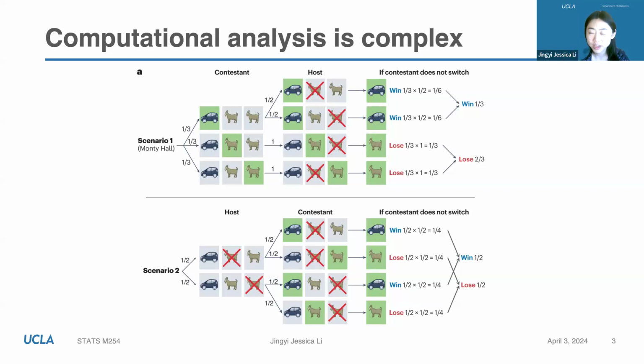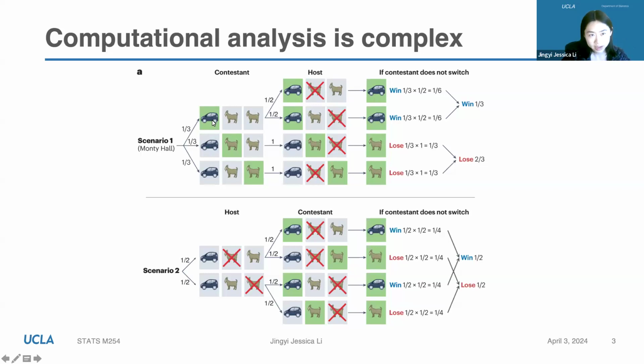The reason is people have this intuition that with 2 doors, and either one could have the car behind, the two doors have equal probabilities of having the car, so it doesn't matter if I swap or not. However, what I'm doing here is trying to draw this whole process out. And you can see that in the first step, the contestant has only 1/3 of the chance of picking the car.